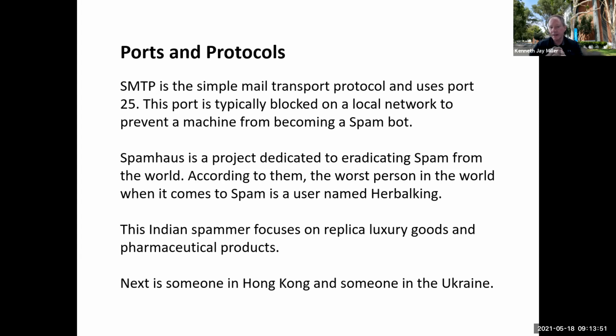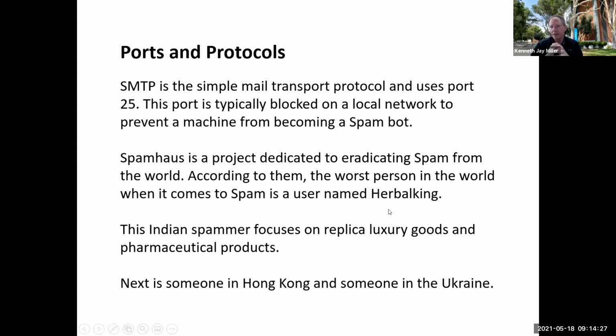Now, according to Spamhaus, the worst person in the world when it comes to spam is a user named Herbal King. And the Herbal King is located in India. So this Indian spammer focuses on replica, luxury goods, and pharmaceutical products. Next is someone in Hong Kong and someone in the Ukraine. So where does most of our spam come from? Well, the number one spammer, according to Spamhaus, is this user named Herbal King in India.